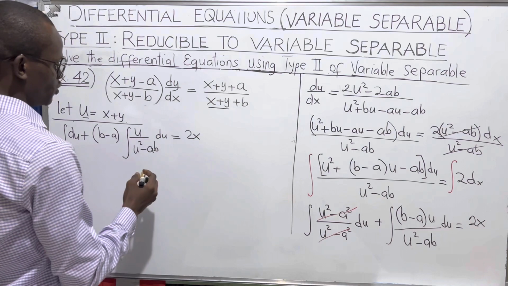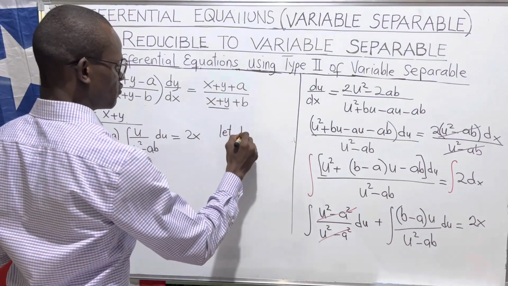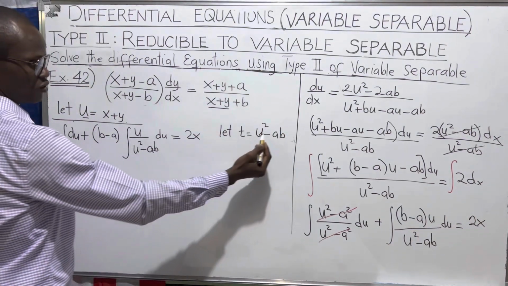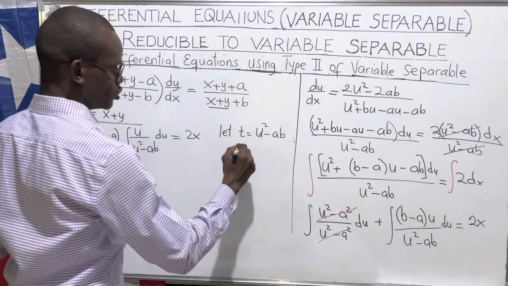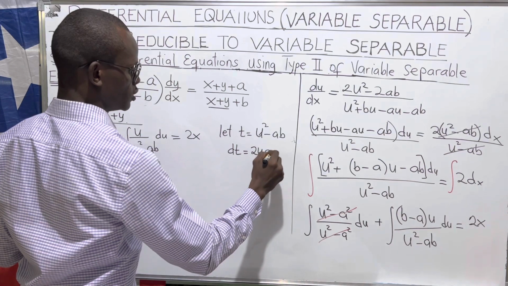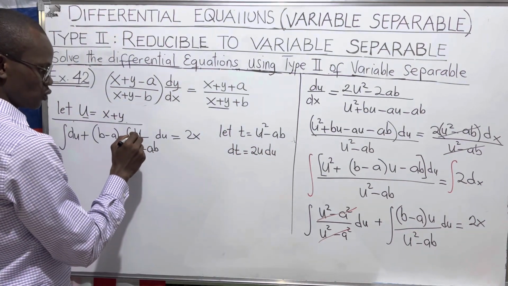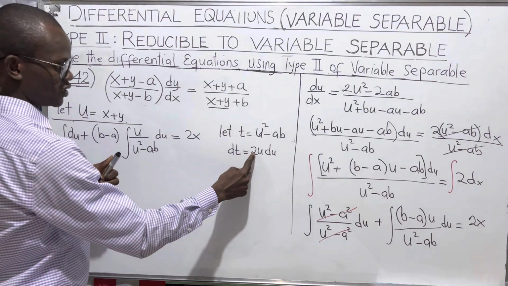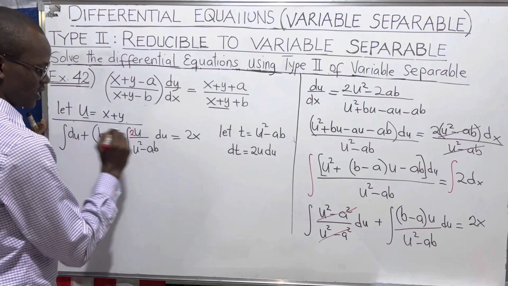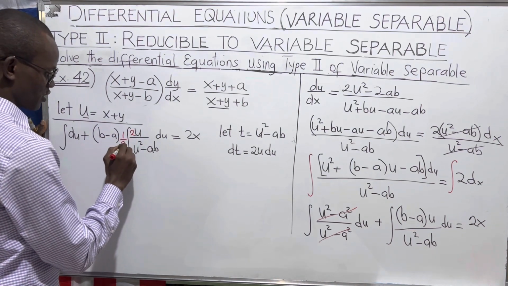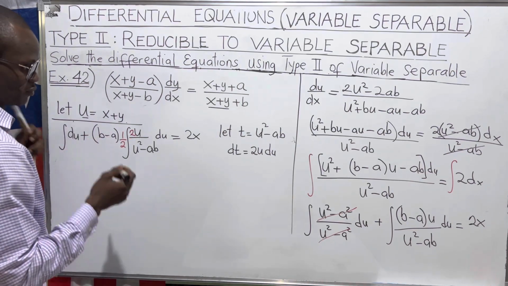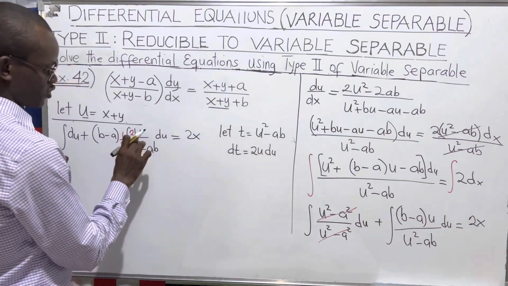equals to 2x. So we know that if we say let some variable t equal u square minus ab, if we differentiate u square minus ab, we can get u. So we say dt now equals to 2u du. So we just need u du. Or if we like, since we already have 2u du, we can just rationalize 2. So we need a 2 right here, so we can just bring the other 2 down here. So you see 2 times 2 divided by 2, it can go out. So we just rationalize 2, that's it. Or you divide both sides by 2 and then you just solve for u du.